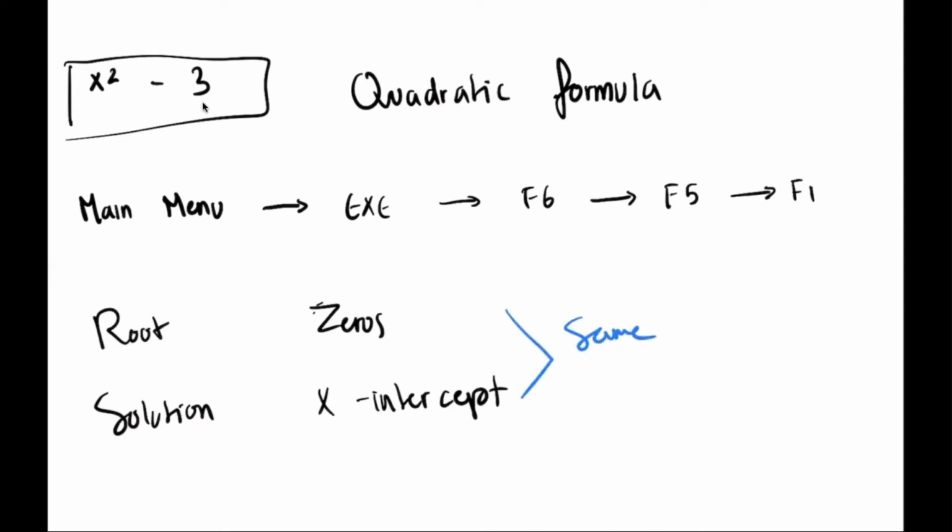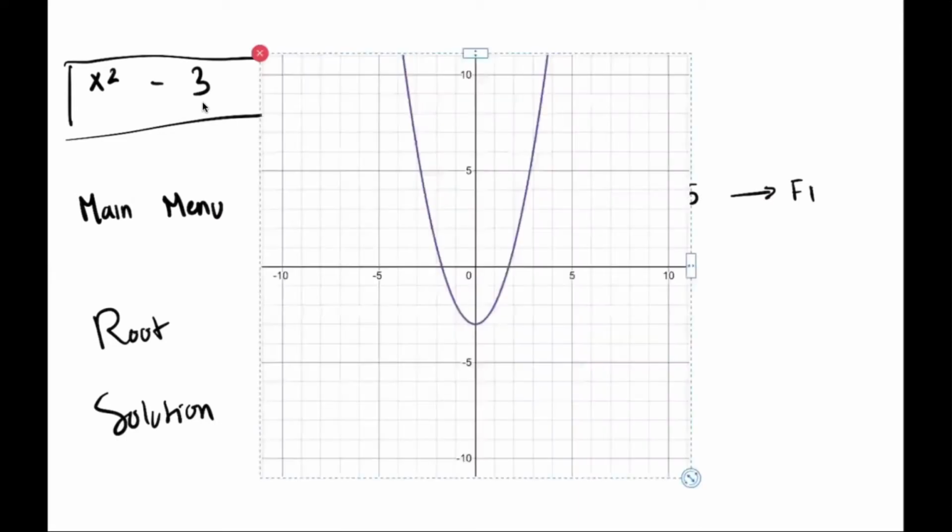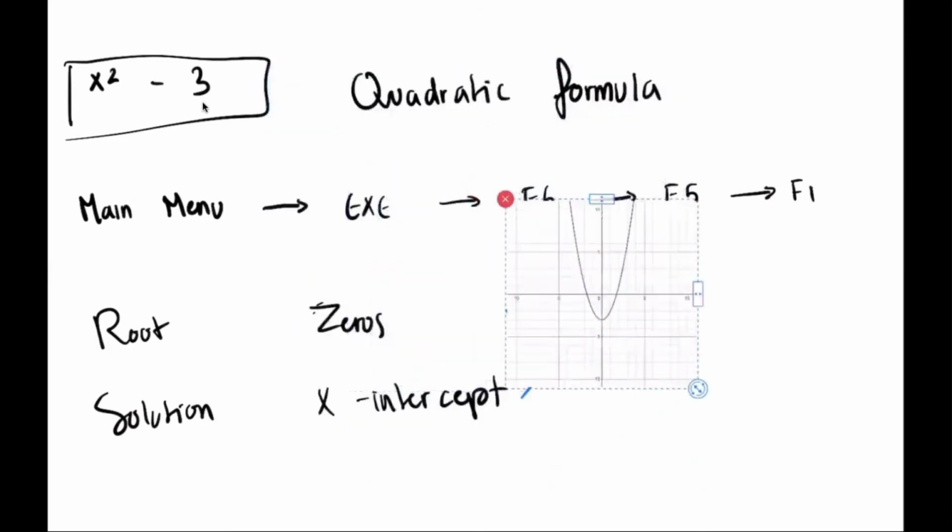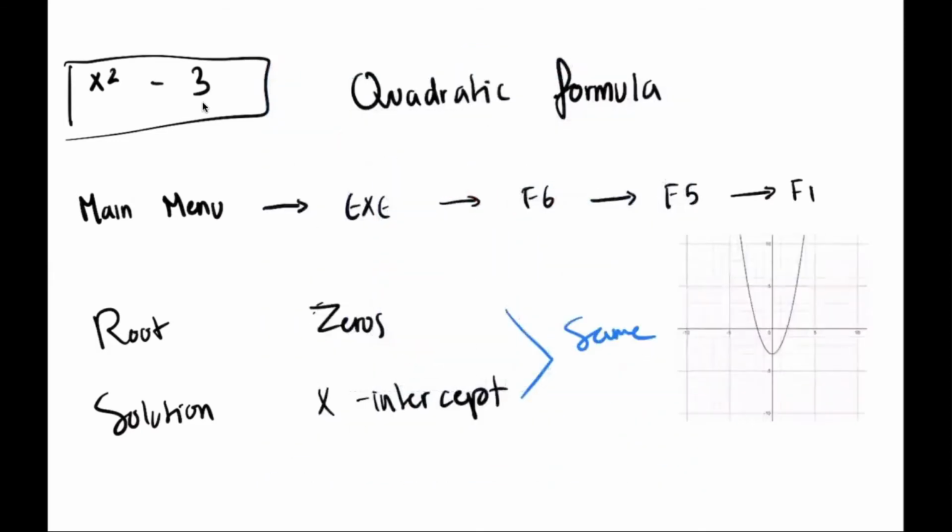Okay. So after you write that down, you will get a graph looking something like this. The solutions that will appear for you will be negative 1.73 as well as 1.73. Okay, this will be our answer.